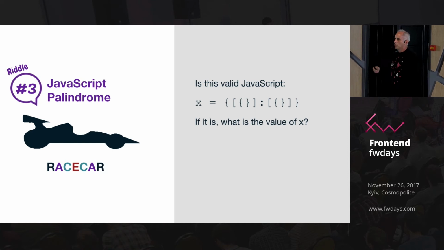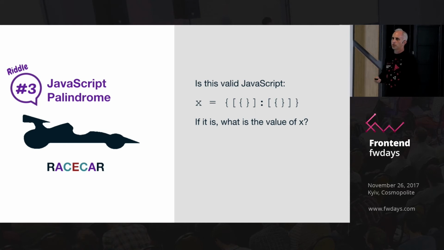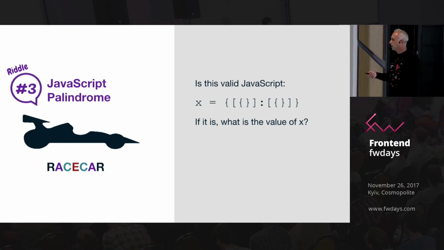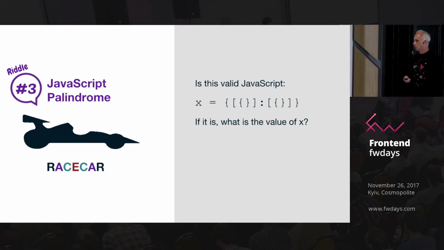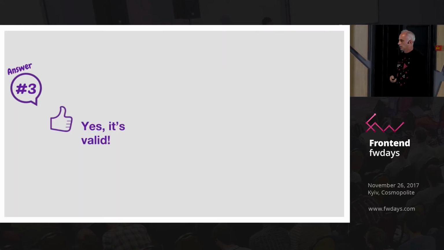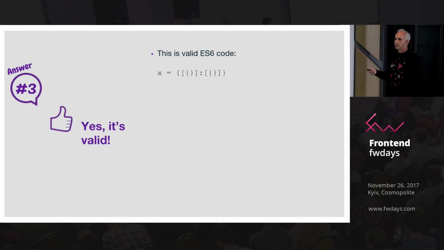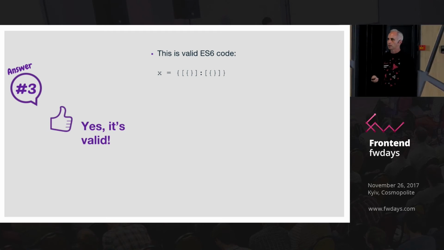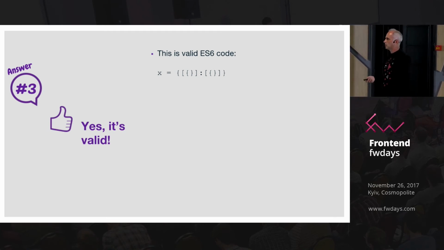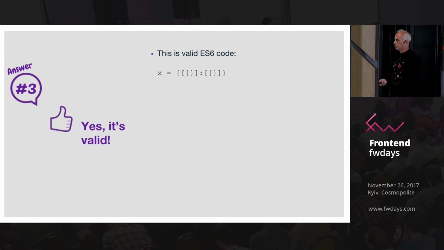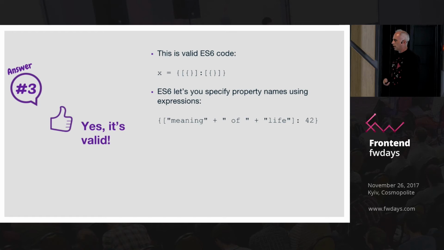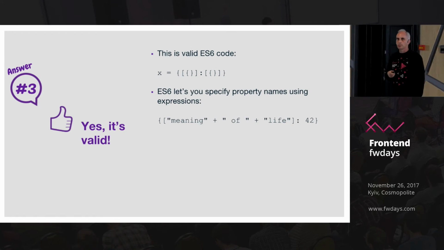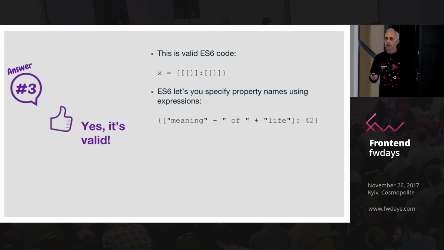Absolutely correct. So even though it looks really funny, strange, and weird, not as weird as Martin's code, but still very strange and weird, this is perfectly valid JavaScript code. And what does it mean? So again, this is ES6 code. If you're thinking in the world of ES5, then it's not valid. But let's face it, all the browsers now are ES6. So ES6 is JavaScript. And one really cool feature of ES6 is that it lets you specify property names as expressions.